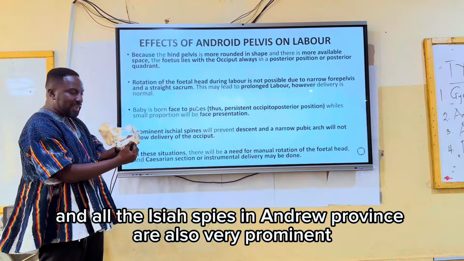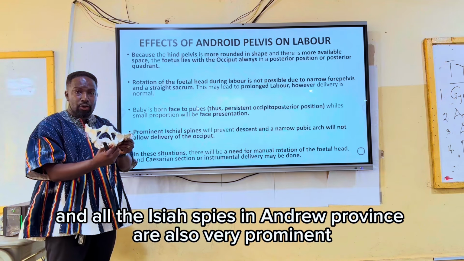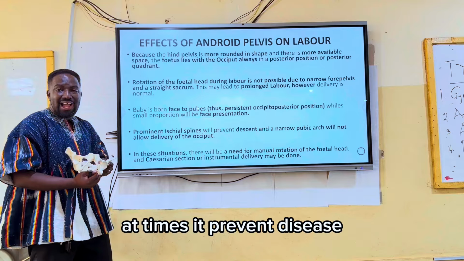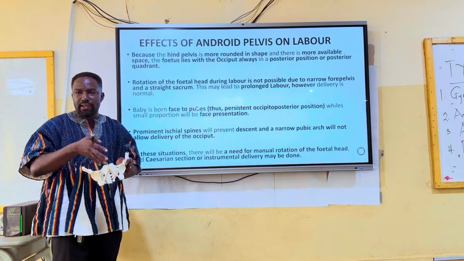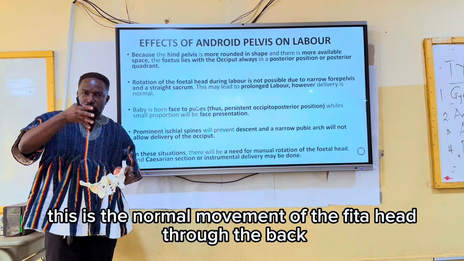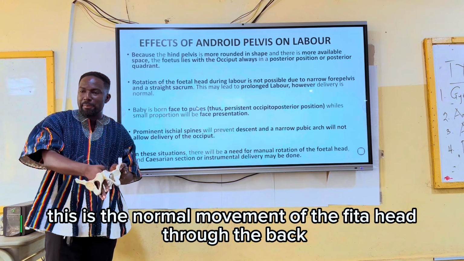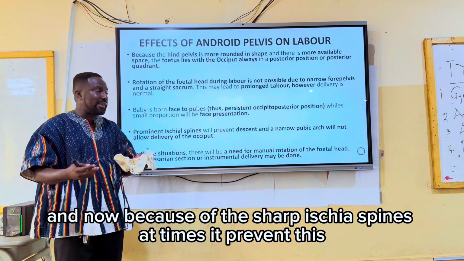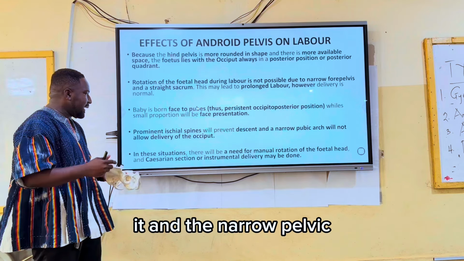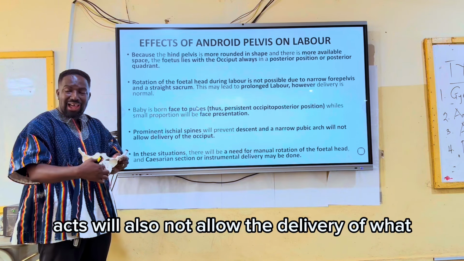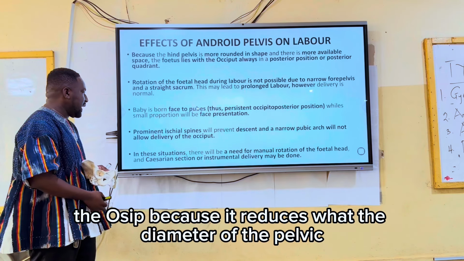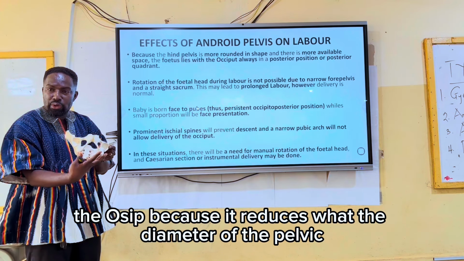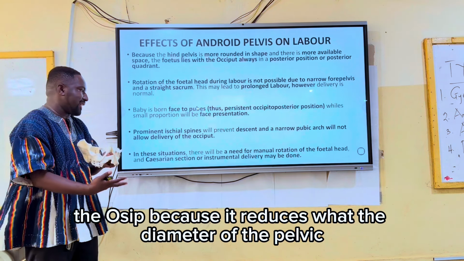Now, because the ischial spines in android pelvis are also very prominent, at times they prevent descent. Descent is the normal movement of the fetal head through the birth canal. And then the narrow pubic arch will also not allow the delivery of the occiput, because it reduces the diameter of the pelvic outlet.